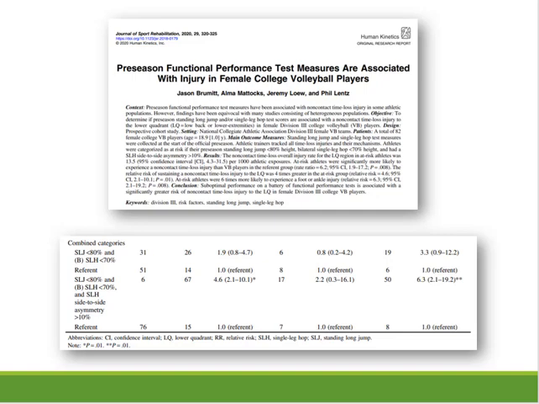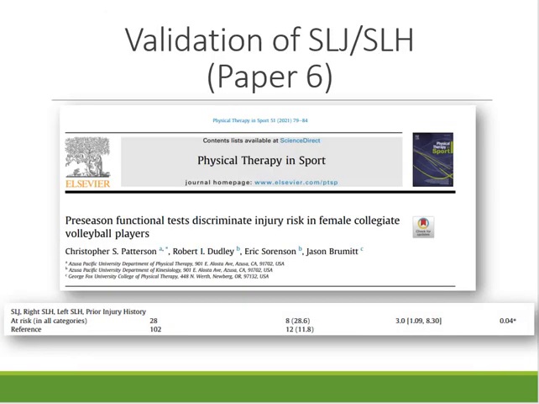So again, this was the data from our first study. What did we find? Well, we published in Physical Therapy and Sport. People with lower standing long jumps, lower single leg hops bilaterally, and a prior history of injury, those individuals were 3 times more likely to go on to experience a non contact time loss injury during the season.